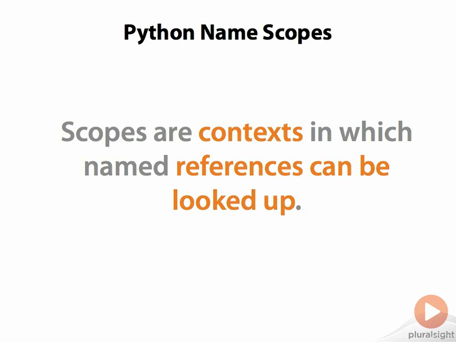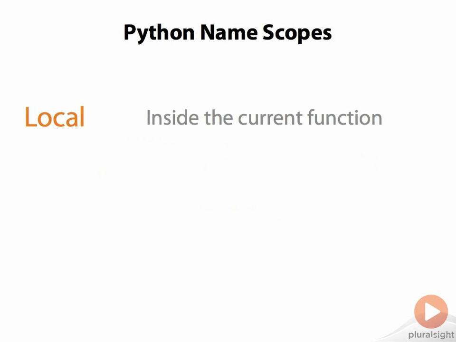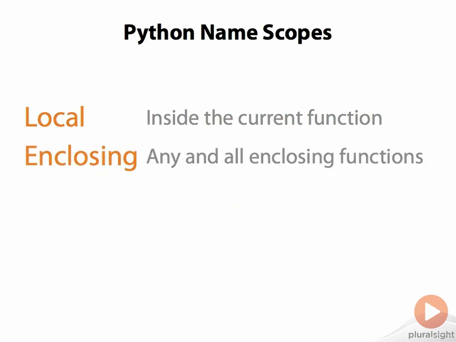There are 4 main types of scope in Python arranged in a hierarchy. Each scope is a context in which names are stored and in which they can be looked up. The 4 scopes, from narrowest to broadest, are local, those names defined inside the current function; enclosing, those names defined inside any and all enclosing functions. This scope isn't important for the contents of this Python Fundamentals course.